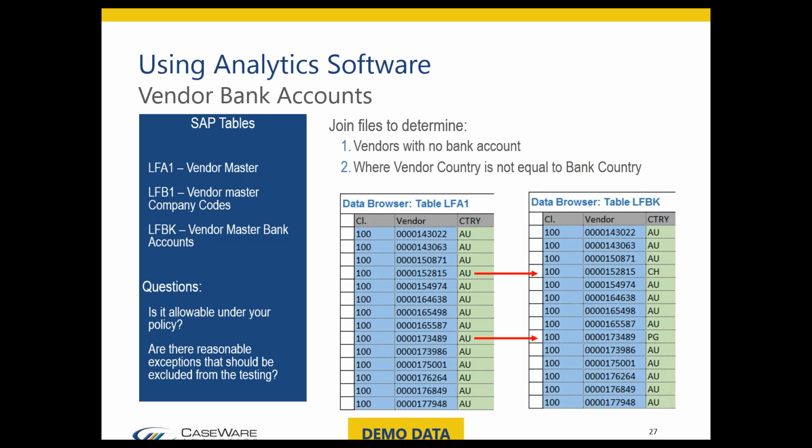And I compare the country of the vendor to the country of the bank account. So in the lower right of the slide, you'll see on the left, it'll say table LFA1, that's the country of the vendor, with the arrows over to the right, which is table LFBK. And I'm pointing out specifically, again, this is demo data. The first arrow shows that the country is Australia for the vendor, but the bank country is CH, and that's Switzerland. Those are always interesting ones to look at anytime you see an offshore or Swiss bank account. And then the second one is an Australian vendor, and the bank account's in PG, Papua New Guinea.